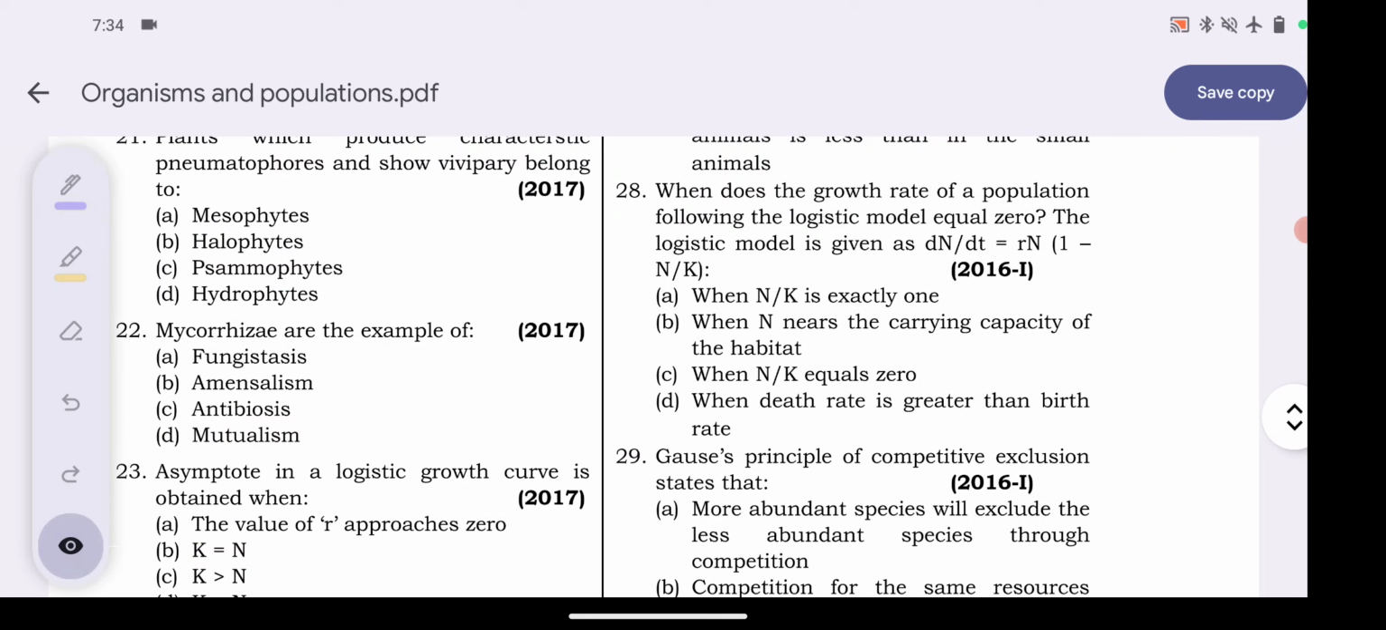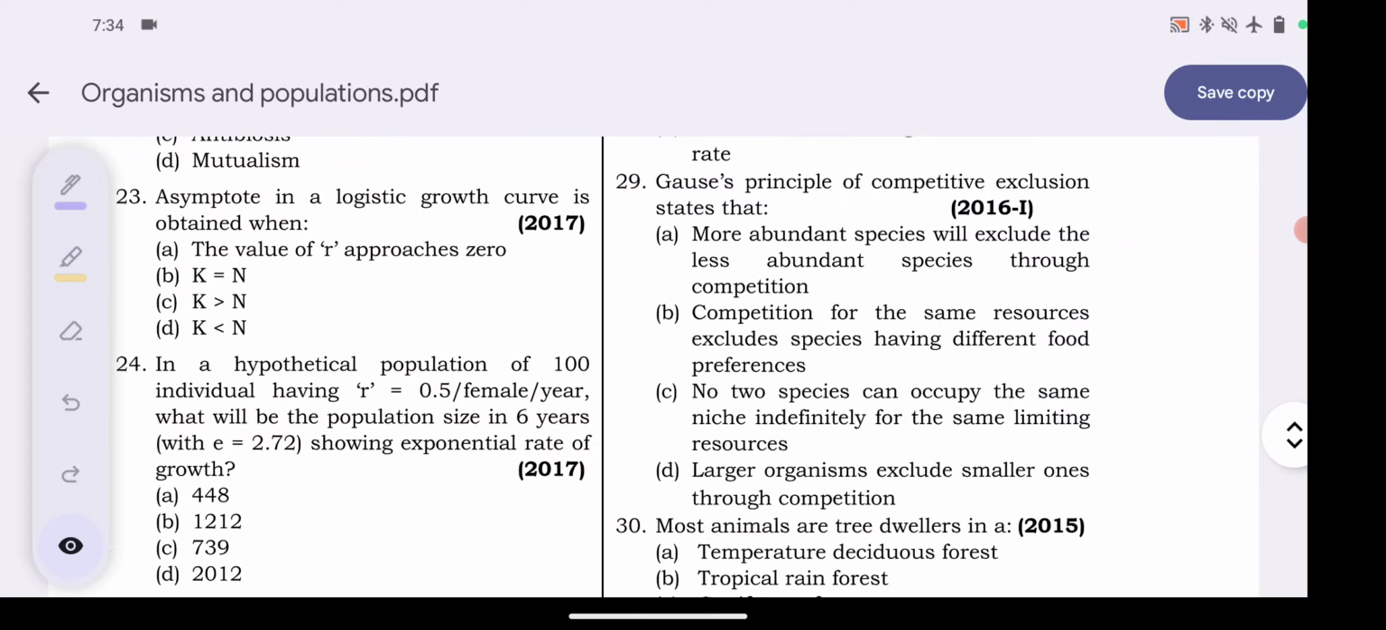Question number 29. Gause's principle of competitive exclusion states that: more abundant species will exclude the less abundant species through competition; competition for the same resources excludes species having different food preferences; Option C, no two species can occupy the same niche indefinitely for the same limiting resources; and fourth, larger organisms exclude smaller ones through competition. So what is the main point? Option C is your answer. Okay.